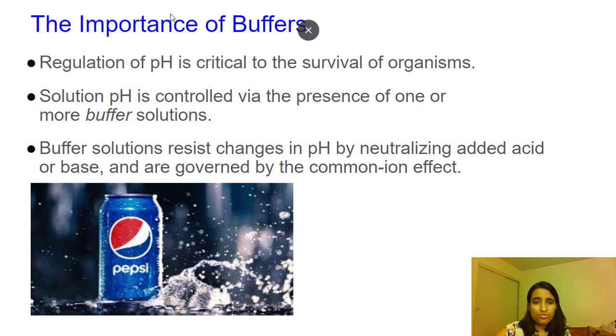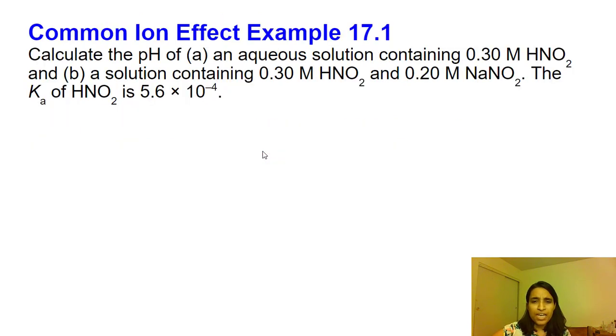So buffer solutions resist changes in pH by neutralizing the acid or the base that's added. And it's governed by something known as the common ion effect. Now, before I give you the definition of common ion effect, I'd like to show you an example so it will make much more sense. So here's a question: calculate the pH of an aqueous solution containing 0.30 molarity of HNO2.